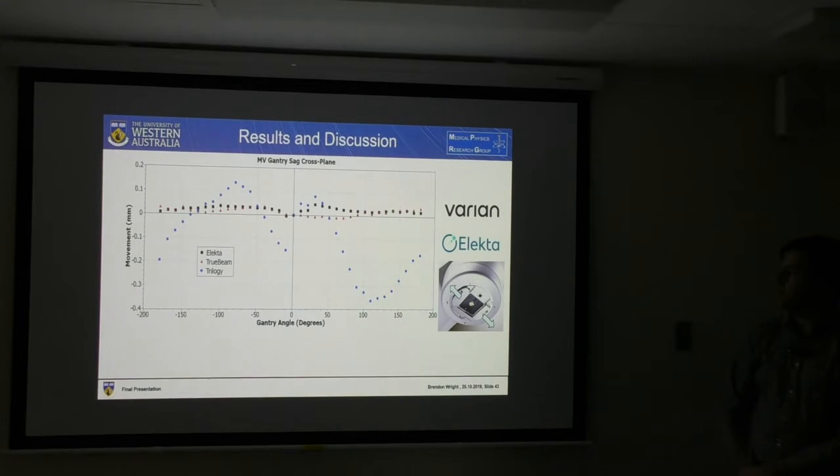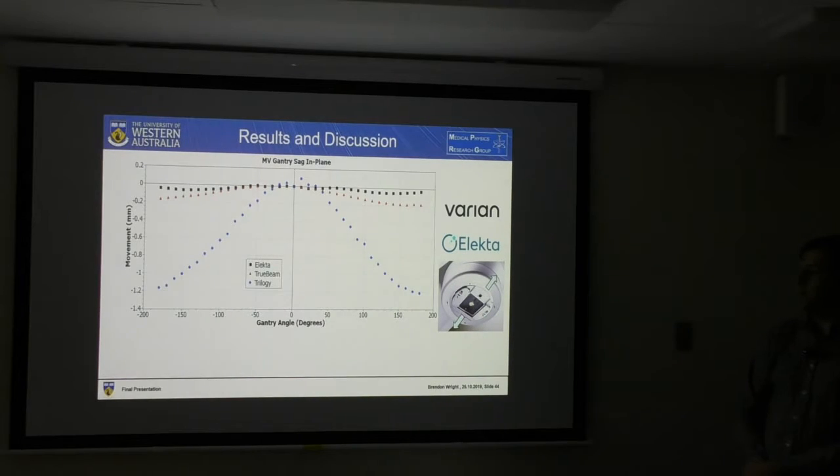The gantry sag in the crossplane and in the in-plane direction were relatively consistent with previous literature into gantry sag, with the Trilogy, TrueBeam, and Elekta all displaying patterns which have been previously tested before. The overall gantry sag for both the TrueBeam and the Elekta was of the order of about 0.1 of a millimeter, whereas for the Trilogy it was of the order of about 0.4 in the crossplane direction, and over 1.2 millimeters in the in-plane direction, thus exceeding the tolerance on isocentricity, as stated in TG142.